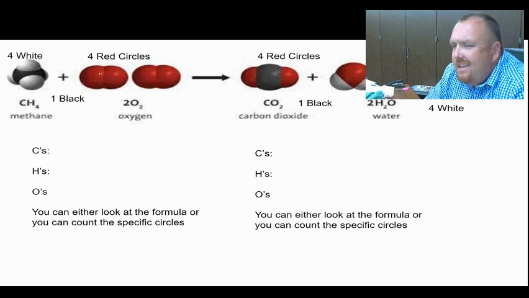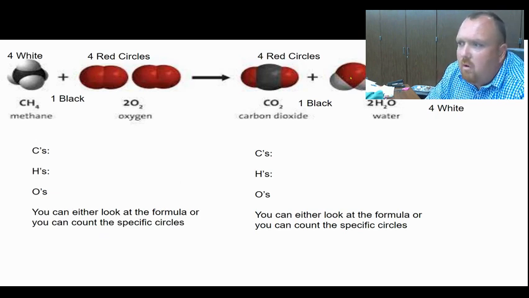After that, it all comes down to can you count? We have four white circles right here. Well, that lets me know that I have four white circles on the left. There is one black sphere right here. That's carbon. There is one black sphere here where you're going to have the same on the left as we have on the right.